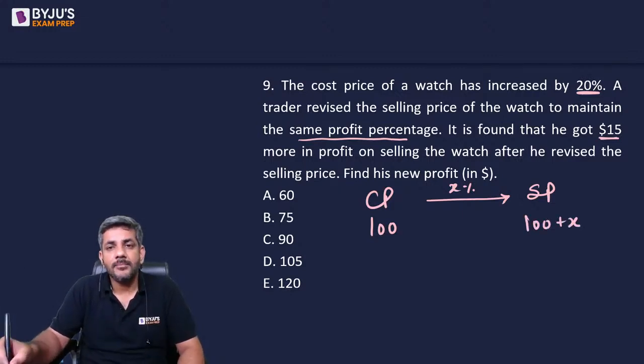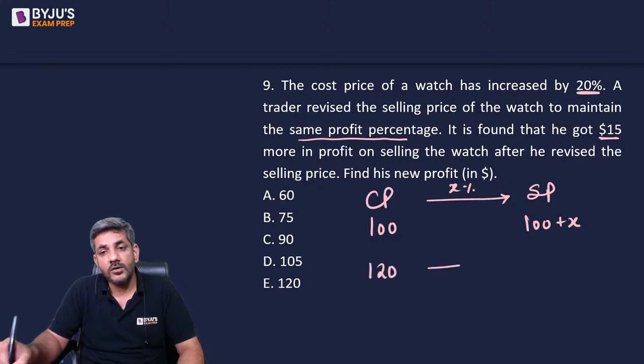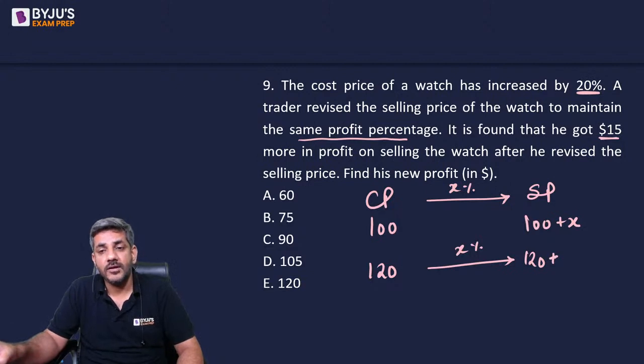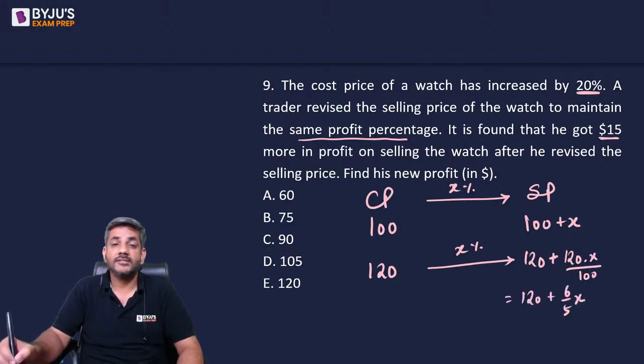Now he has increased the price by 20%. So the new cost is 120, but he wants the same profit percentage, that is X%. So what is the selling price that he wants now? It should be 120 plus X% of 120, right guys? And X% of 120 would be 120 into X divided by 100. I can also call it 120 plus 6 by 5 X.